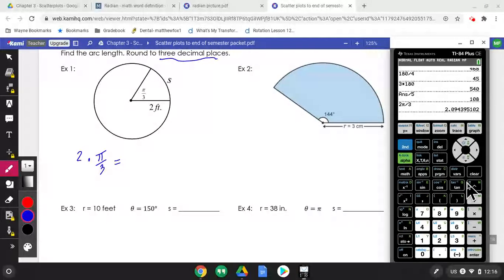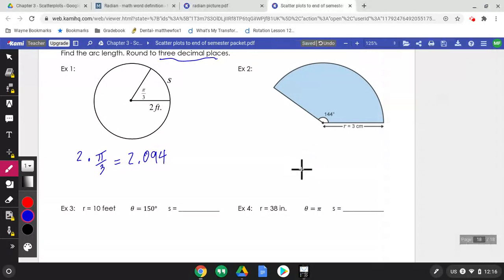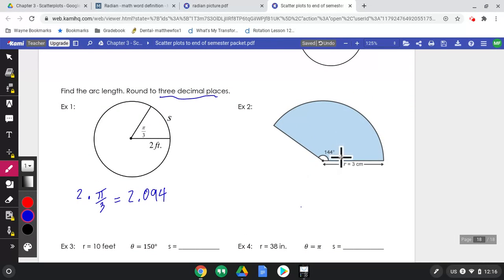Okay, and we get 2.094395102. It keeps going and going and going. So we're going to round to 3 decimal places, so 2.094. Now, on this next one, lots of you are probably thinking, just take 144 times 3.